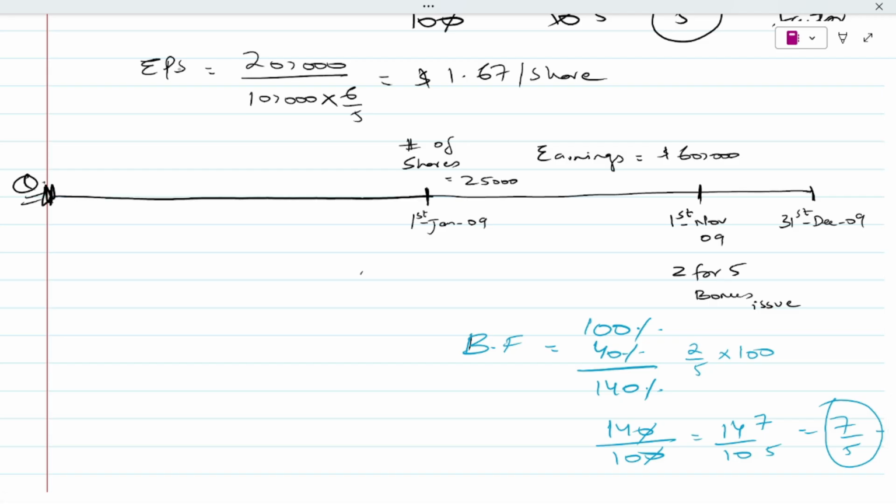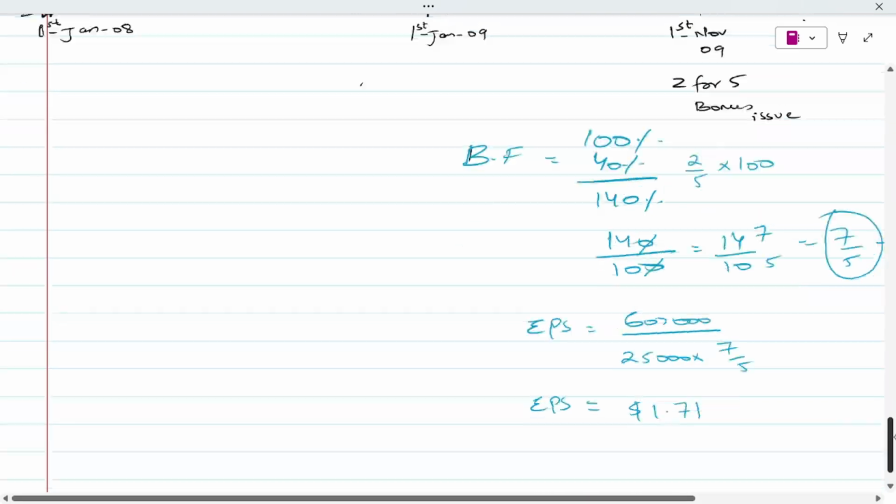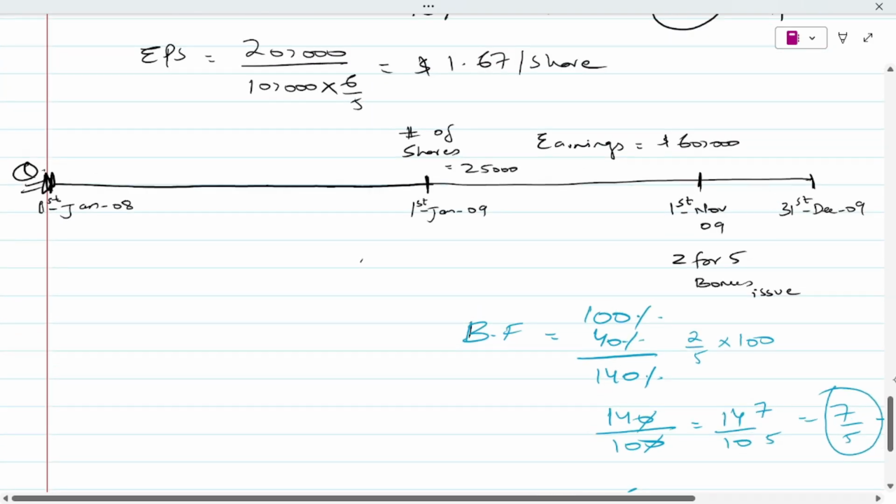Just watch what I do over here. I extend this question by adding one more year, a previous year. And it's going to be from 1st January 2008 to 1st January 2009, or 31st December 2008, which means the same thing, right? So that's the previous year. Now we have 2 years. This is the first one, this is the second one. For the second year, we have already calculated the EPS, 1.71. Now for the first year, let's see what information we have.